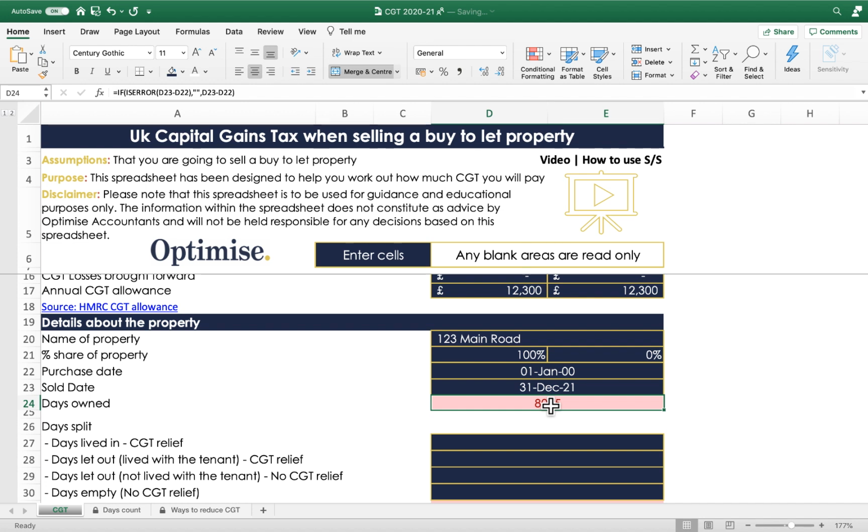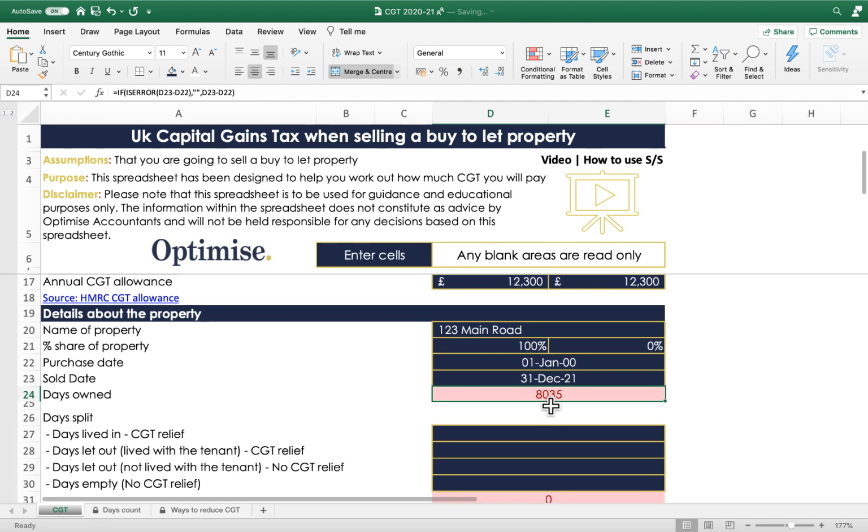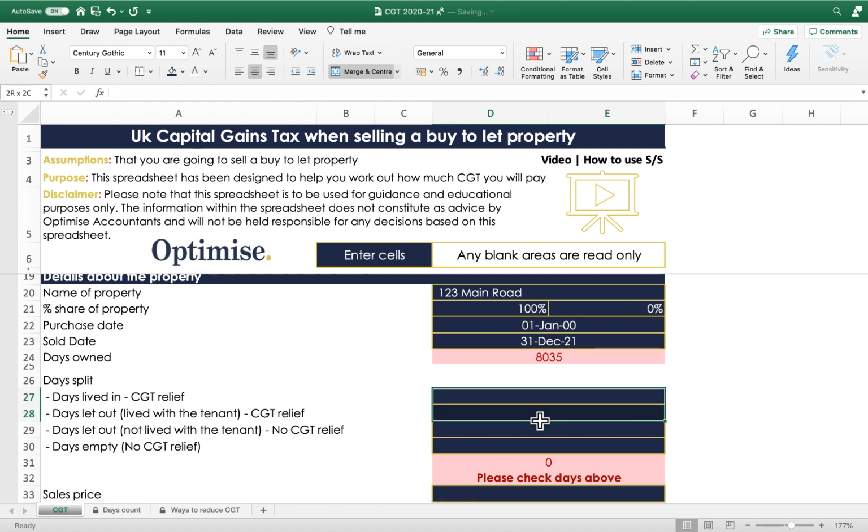Now, the interesting thing, it's red, which tells you that there's something missing or wrong. And what's missing or wrong is the days in here. So we've got a couple of days split now. So you need to enter the details as follows. The number of days that you lived in the property.